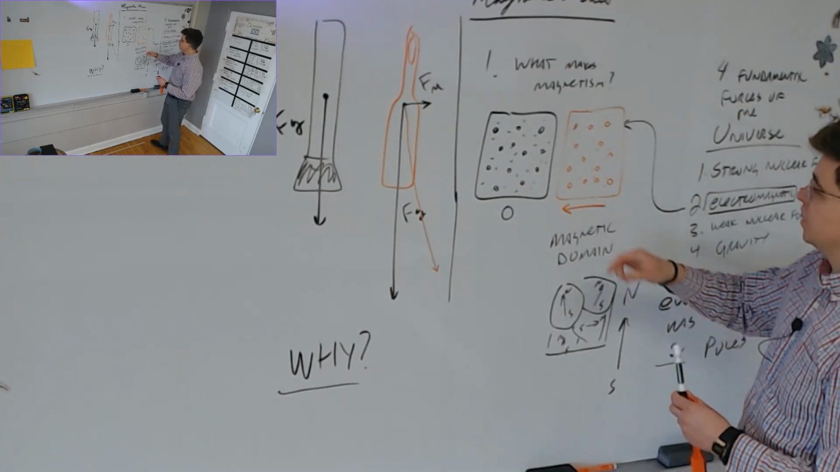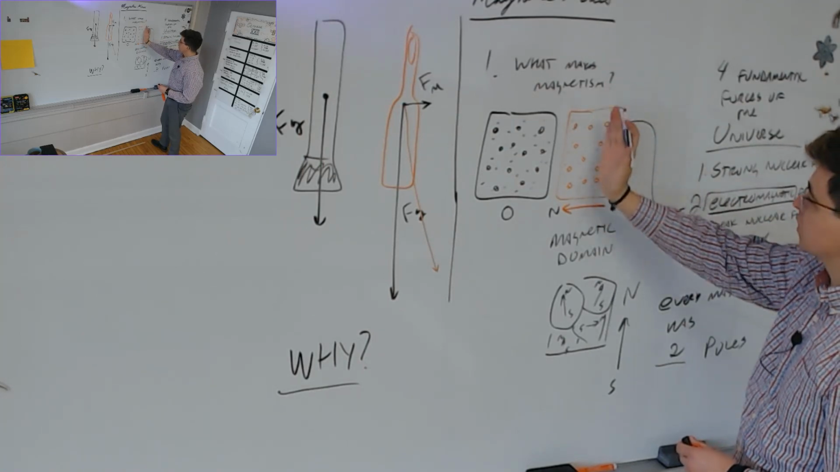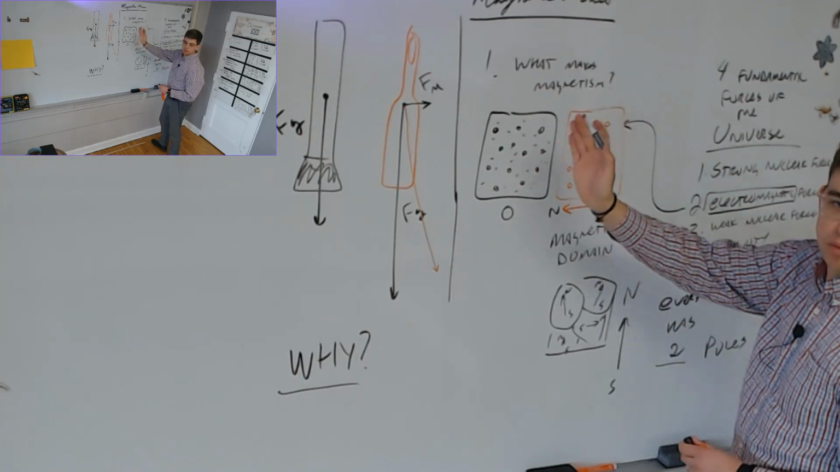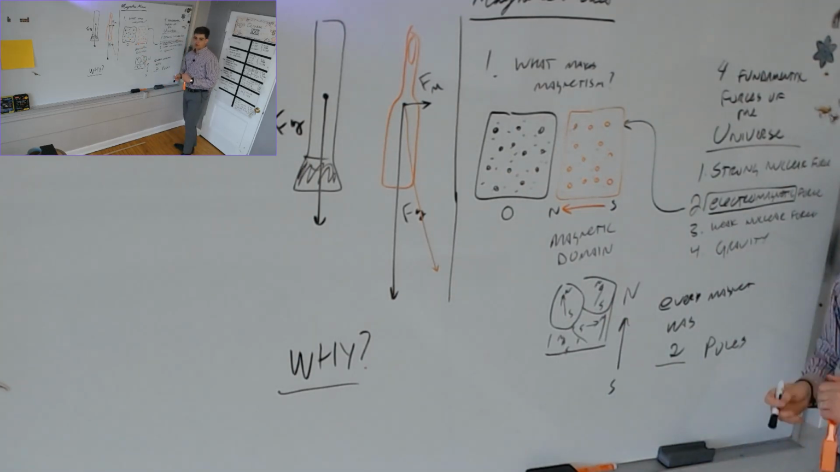Just like if I cut this one in half, call this north and this south, there's still atoms here, and the atoms still have most of their electrons on this side, and so there's still a magnetic domain. Every magnet always has 2 poles.